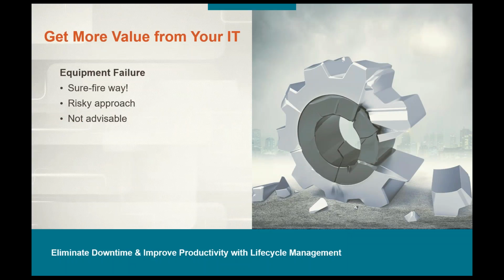And then, of course, the other way that people plan on lifecycle management, which is actually not a plan at all, is they just wait for the equipment to fail. Now, this is a surefire way of knowing that the technology asset has reached the end of its useful life, but it's rather risky, and we don't really advise it because inevitably, as we said, Murphy's Law dictates that it's going to happen at the worst possible time in terms of lost productivity and expense.